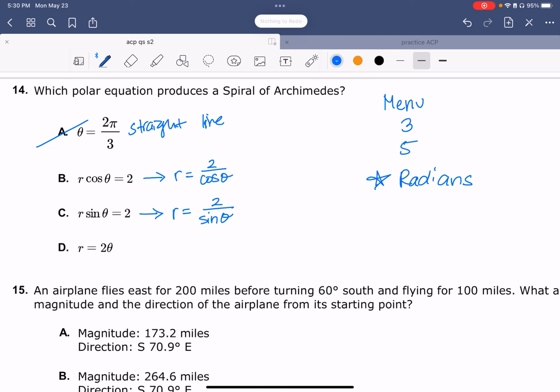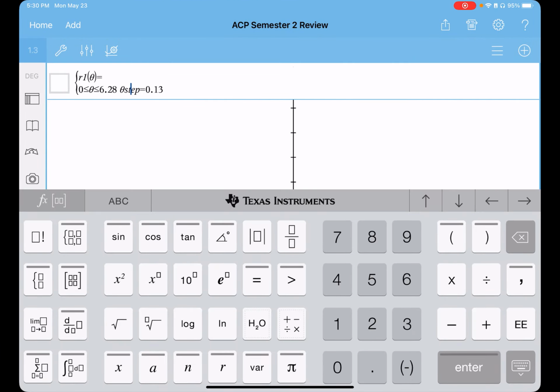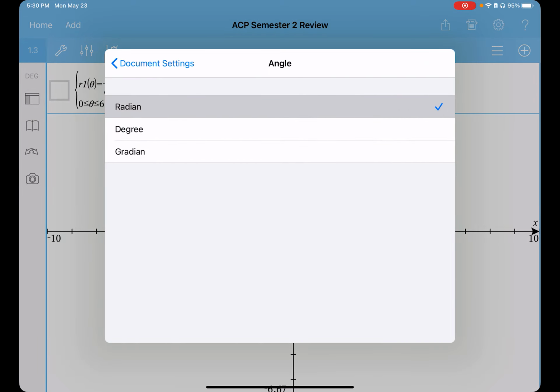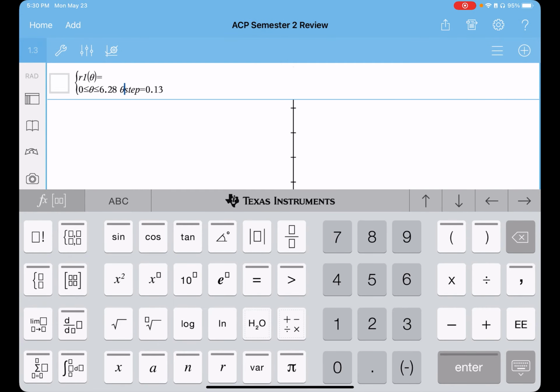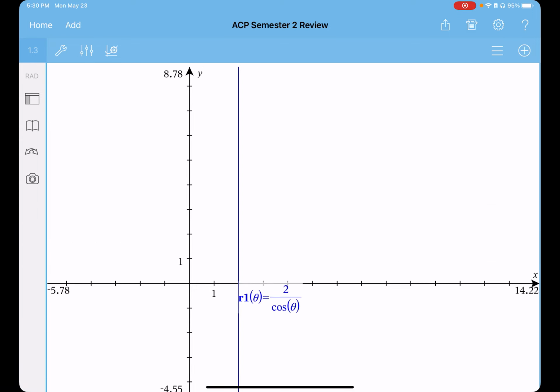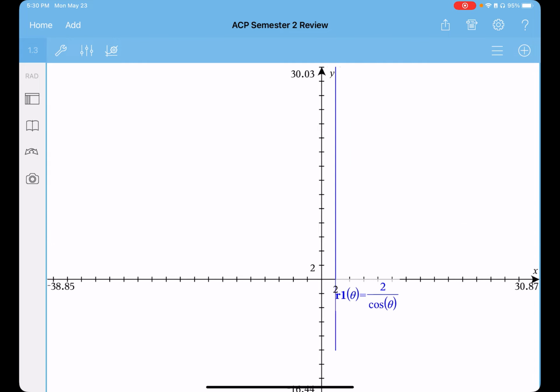So let me go back to the calculator and we are going to type these in. So the first one is 2 over cosine theta. And where is theta? Nope. There it is. I am in degrees, so I'm going to make sure to change it to radians. Oh my gosh, so annoying. I deleted it again. Okay, 2 over cosine theta, and then press enter. So if you zoom out, this is basically just some kind of straight line.